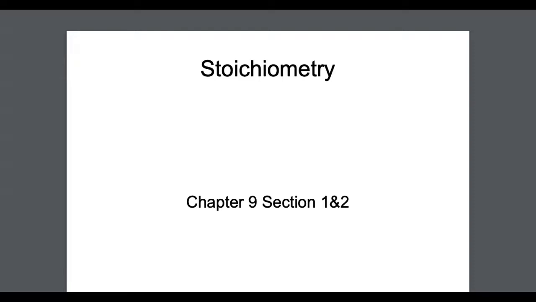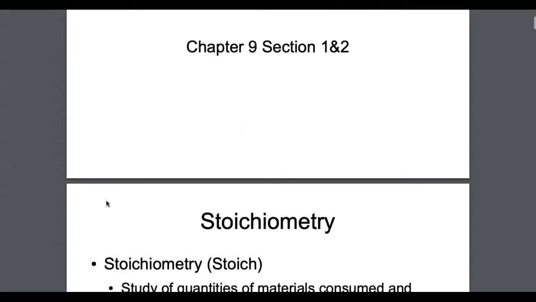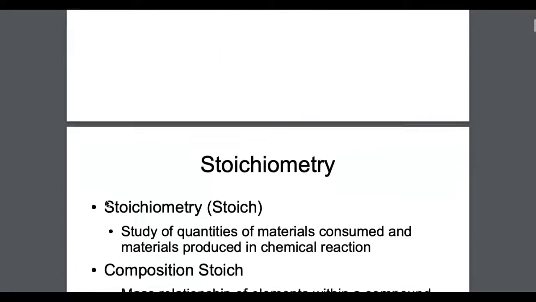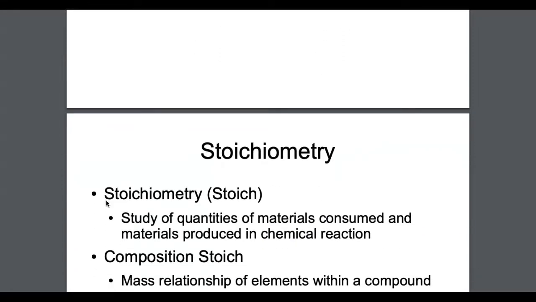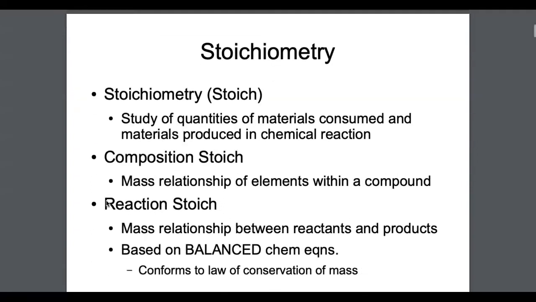So stoichiometry, it's a long word, but it's nothing to get worried over. It's basically the recipe ratios for making chemical reactions. So it's going to take into account reactants and products, grams, moles, but we'll get it all sorted out by the end of this chapter. So stoichiometry is the study of quantities of materials consumed.